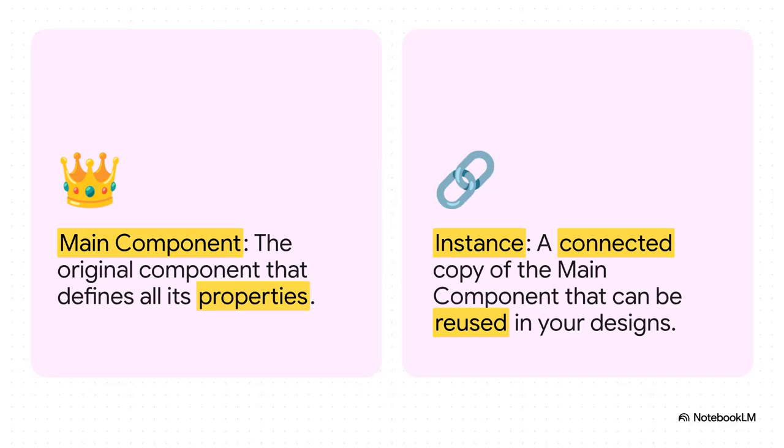Okay, and this is where the real magic happens. You've got your main component. Think of that as the master blueprint, the source of truth. Now, if you change something on that master, like its color or its shape, boom, every single instance, which is just a copy of it used somewhere in your designs, can update automatically. That's the superpower of a component-based system. It's efficiency on a massive scale.